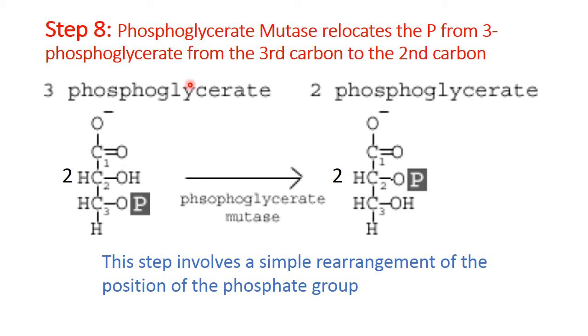So in step 8, the phosphoglycerate formed in step 7 will be converted to 2-phosphoglycerate. If you notice, it's the positioning of the phosphate group that will change in this case, and the enzyme involved will be phosphoglycerate mutase, which will help in the interconversion or the rearrangement, so that the phosphate group can move from the 3rd carbon to the 2nd carbon.